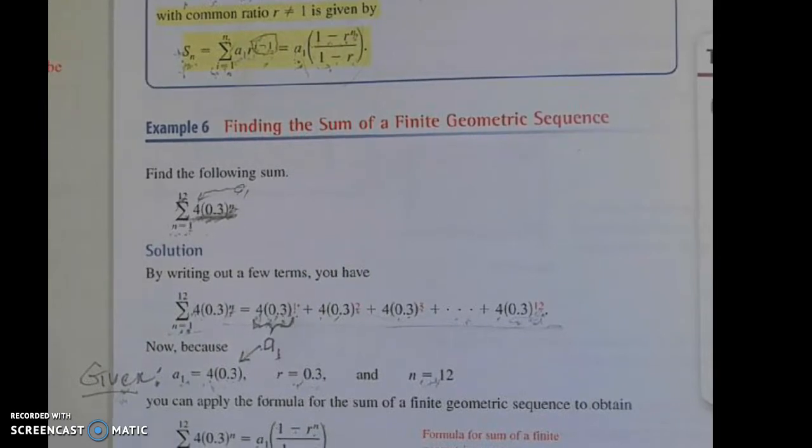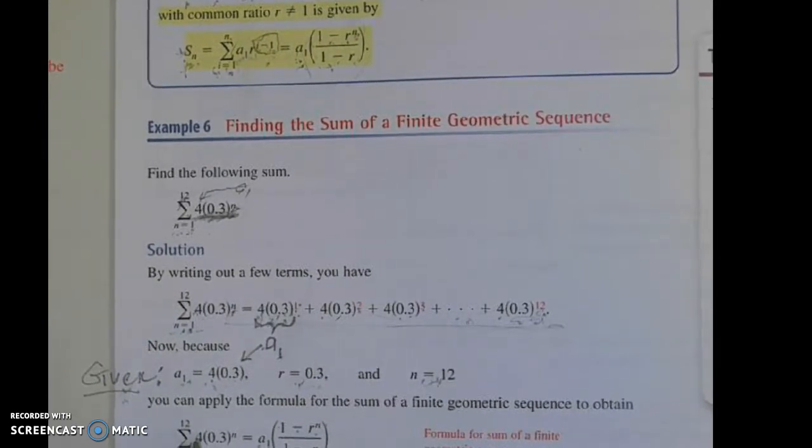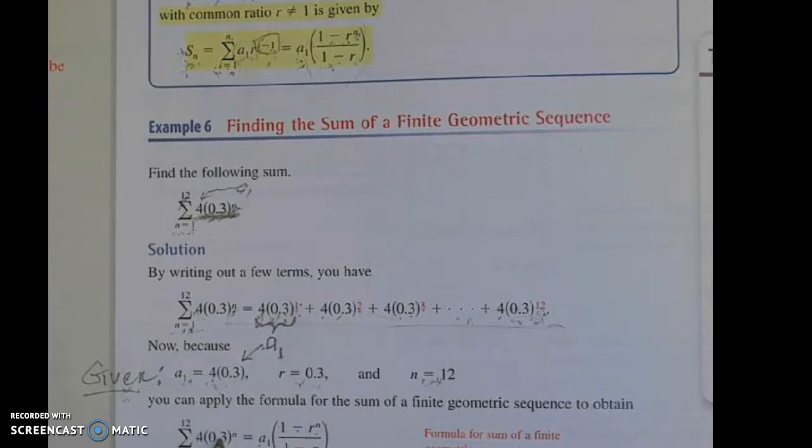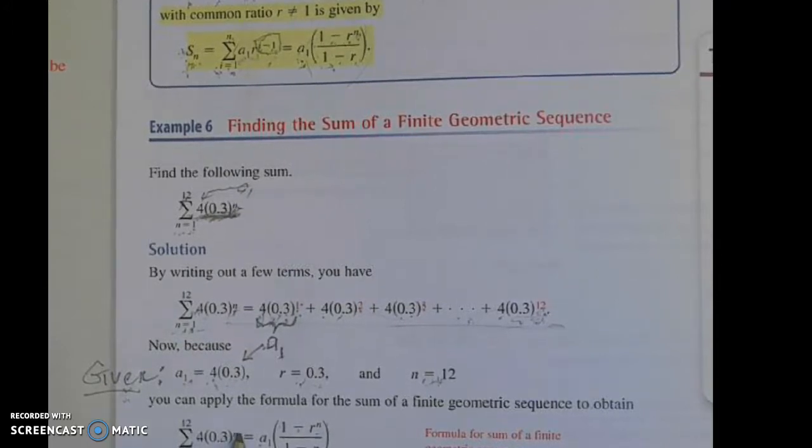So we write out the original problem they gave us. We notice this is a sub 1. We notice that this is the ratio, and this is n. Notice how they have n here. If they had an I here, there would be an I up here. If they had a K, there would be a K up there. So these two variable letters always match.